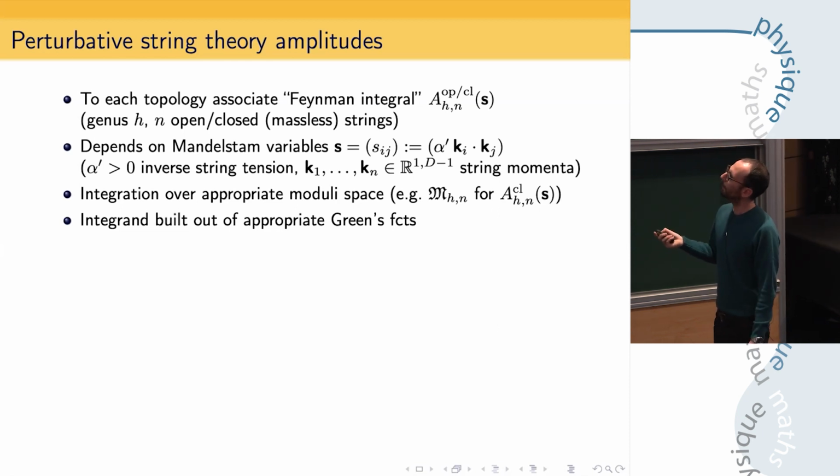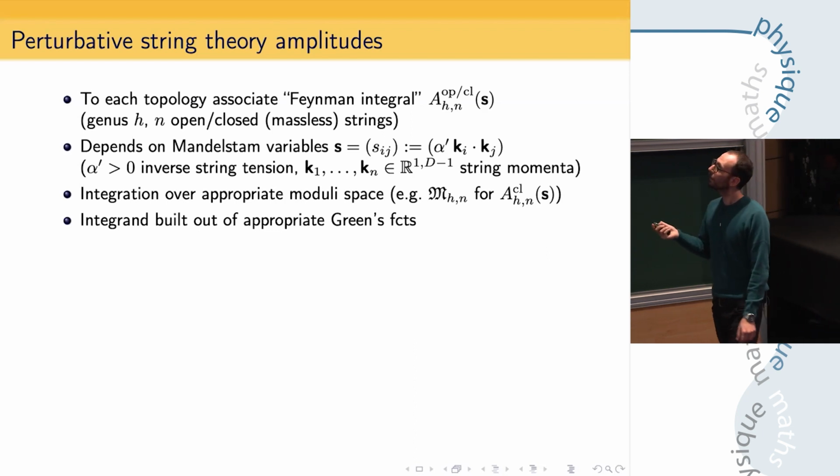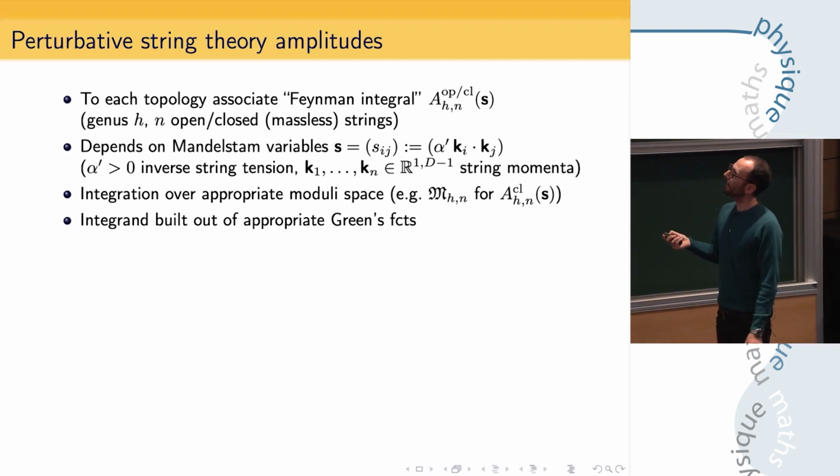And then you have to integrate. So these guys are given by integrals, and they are integrals over appropriate moduli space of the surfaces you are considering, which in the case of closed strings are just moduli spaces of compact Riemann surfaces with genus h and n marked points. And the integrand, I'm not going to say anything about the integrand.